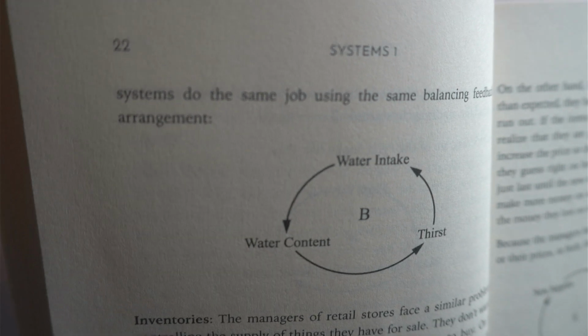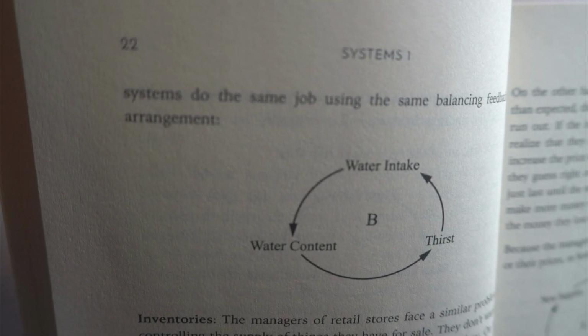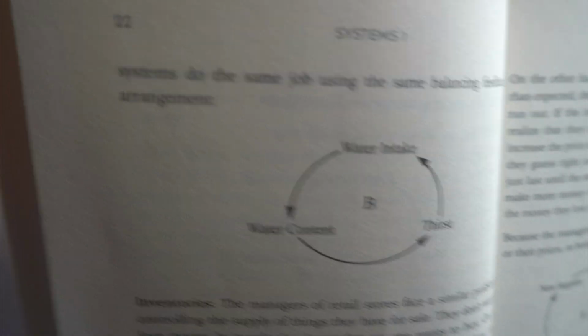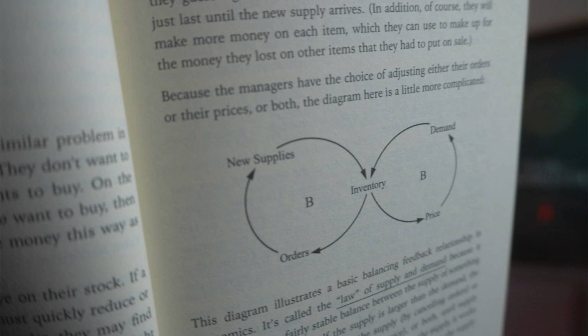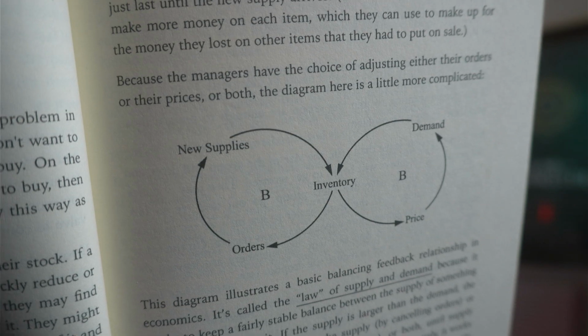And there are so many others here. Here's that thirst example I was talking about with your body, right? Water content up and down triggers thirst, and then you intake water. And then here is one for supply and demand. This is a big thing for economics and retail: new supply, demand, inventory, orders.